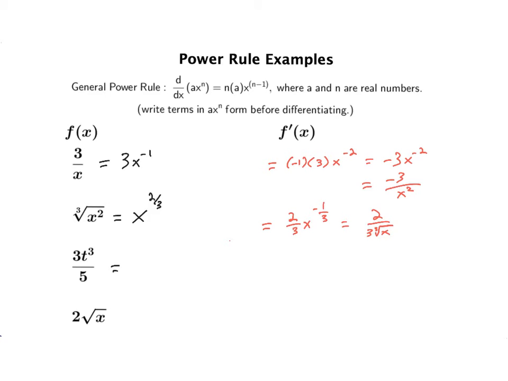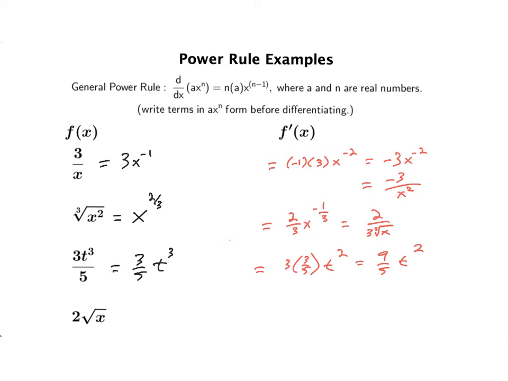Our next example, 3t cubed over 5. We can pull a coefficient of 3/5 out of that and use the power rule. 3 times 3/5, so 3 times 3/5 t, and we're going to reduce the power of 3 by 1. So that's 9/5 t squared.